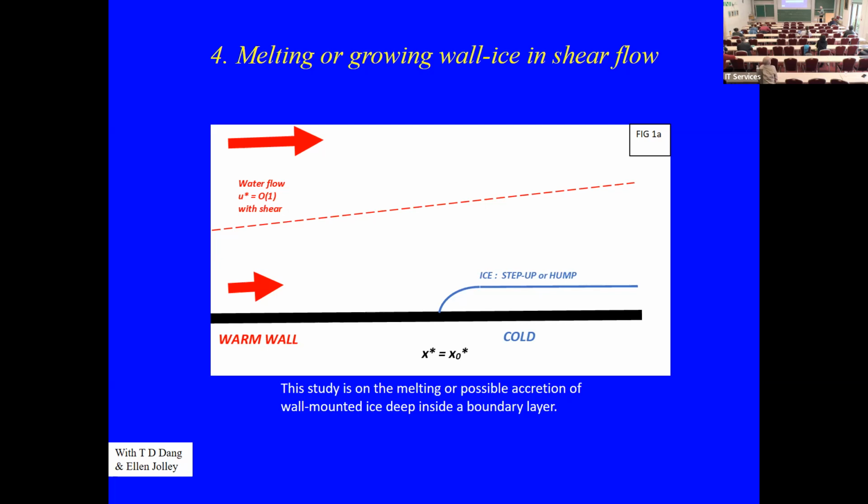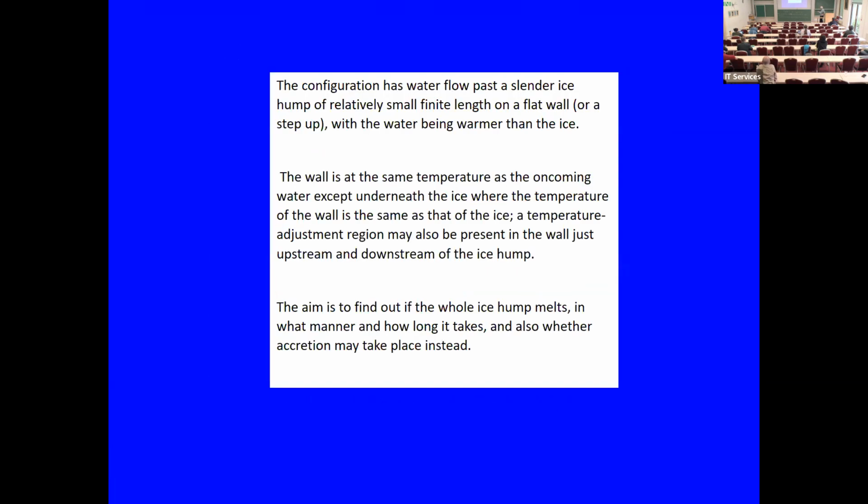There's shear flow here because we're at the bottom of a boundary layer. The boundary layer might be, say, that dashed line, the edge of the boundary layer, and underneath it there's a curved velocity profile and a free stream on top. Okay, and we're asking, will the ice grow or erode? So I think this is saying what I've said already, that the wall is at the same temperature as the oncoming water, but underneath the ice, it's staying cold. This is all with fixed wall temperatures.